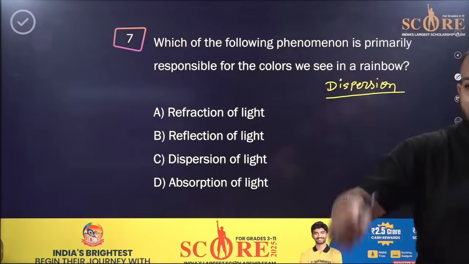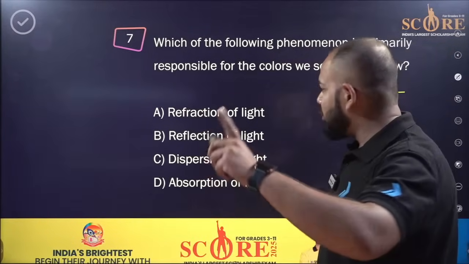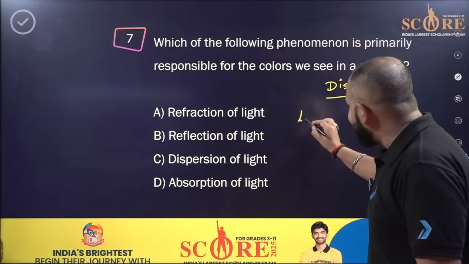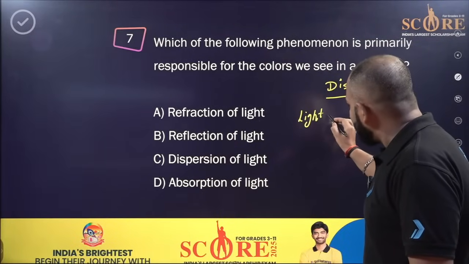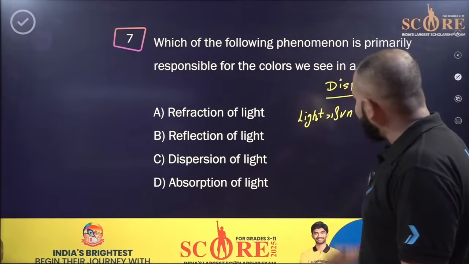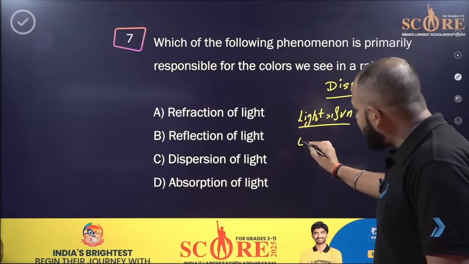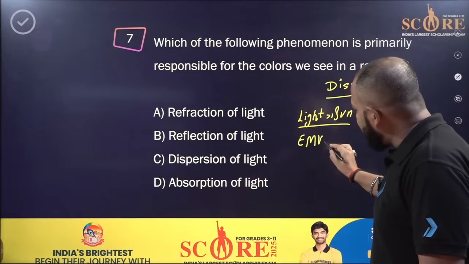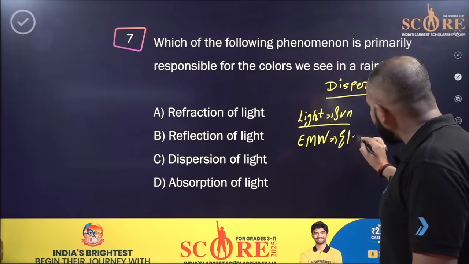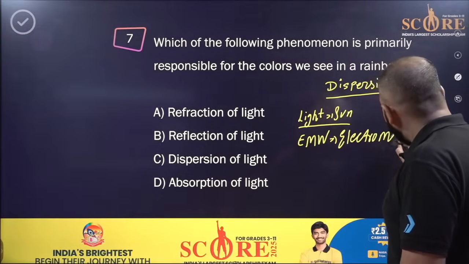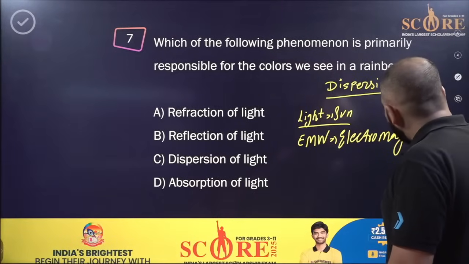Let me tell you one thing. Although it's not part of the syllabus, it's a very important thing. This light which you see coming from the sun, that's white light. Now this light is also called an EM wave, that is, an electromagnetic wave.